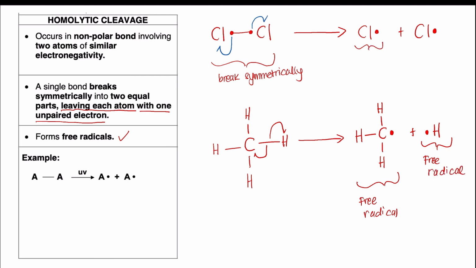Ini adalah free radical. Samalah. Okay, so homolytic cleavage, it will produce free radical. Okay, dan setiap kali untuk homolytic cleavage ni selalunya dia akan perlukan matahari UV. Sebab tu awak nampak di sini ada UV. Okay, now let's go to the next one.